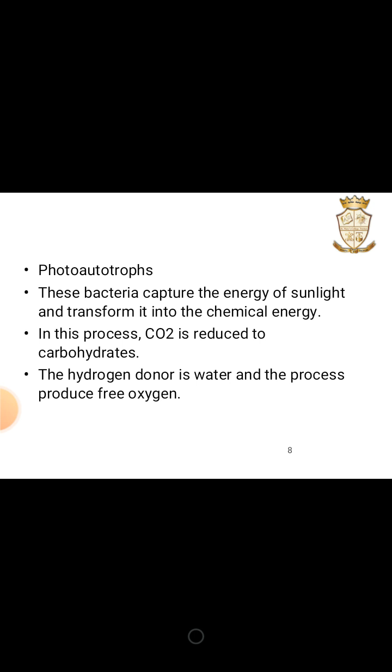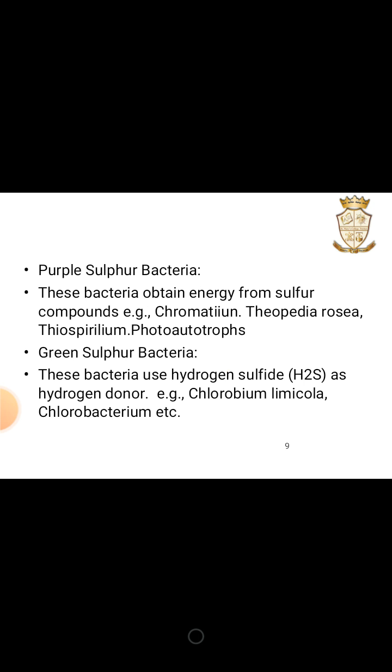Photoautotrophic bacteria capture the energy of sunlight and transfer it into chemical energy. In this process, CO2 is reduced to carbohydrate. The hydrogen donor is water and the process produces free oxygen. Examples are purple sulfur bacteria, which obtain energy from sulfur compounds, and green sulfur bacteria, which use hydrogen sulfide as a hydrogen donor.